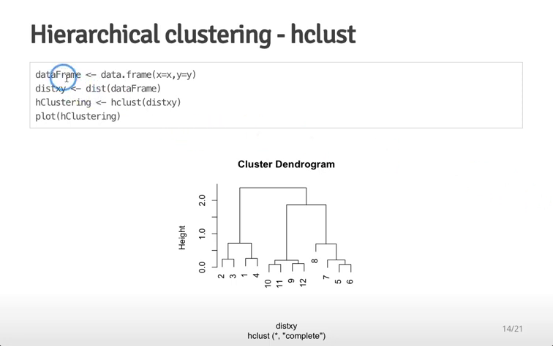So again, I've taken the x values and y values and put them into a data frame. I've calculated the distance between those values, and then to perform hierarchical clustering I use the hclust command, and I have to apply that to a distance object that I calculated to get the distance between variables. Then when I plot that, I actually see this dendrogram.